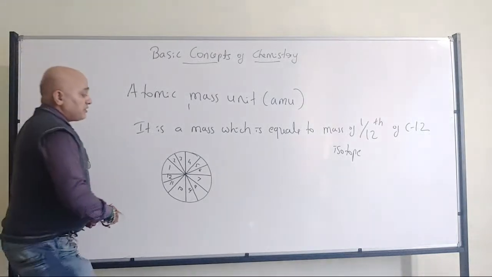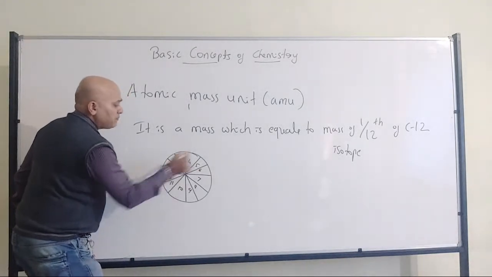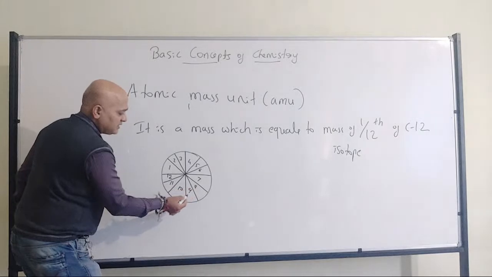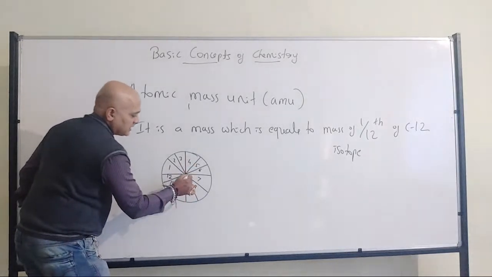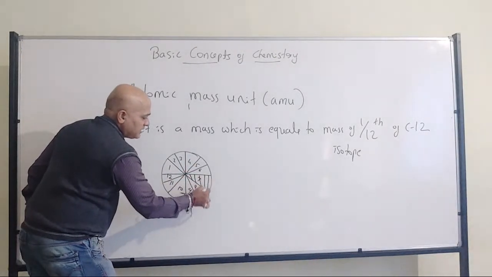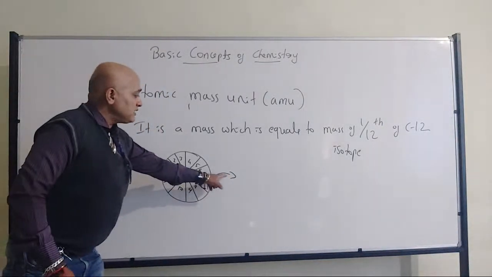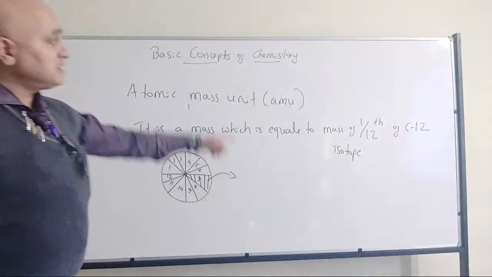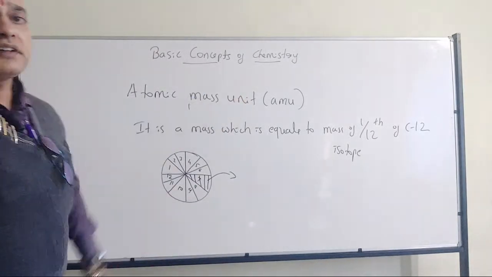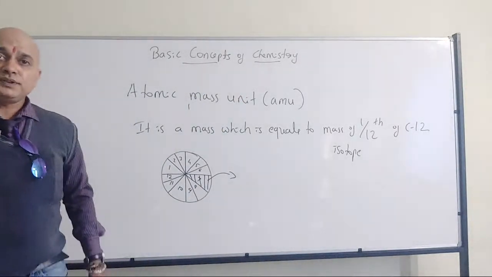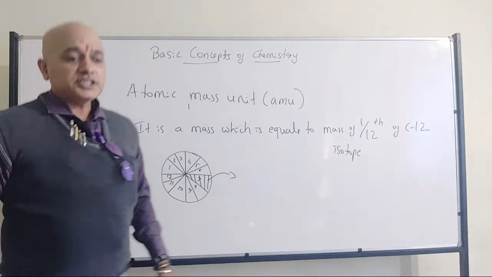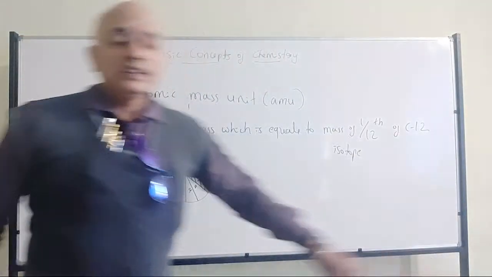Okay. Now in that, any one part, either it can be 7th or 9th or 11th, whatever it is. Any one part if I take it out, whatever the mass comes out of this, that is nothing but 1/12 of carbon 12 isotope. All of you have understood? Any doubt in this?